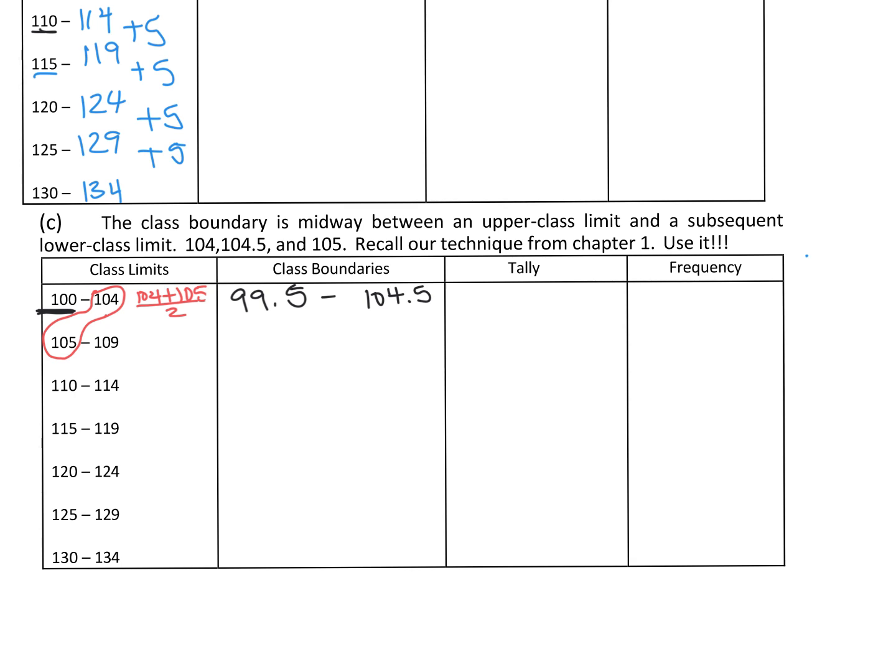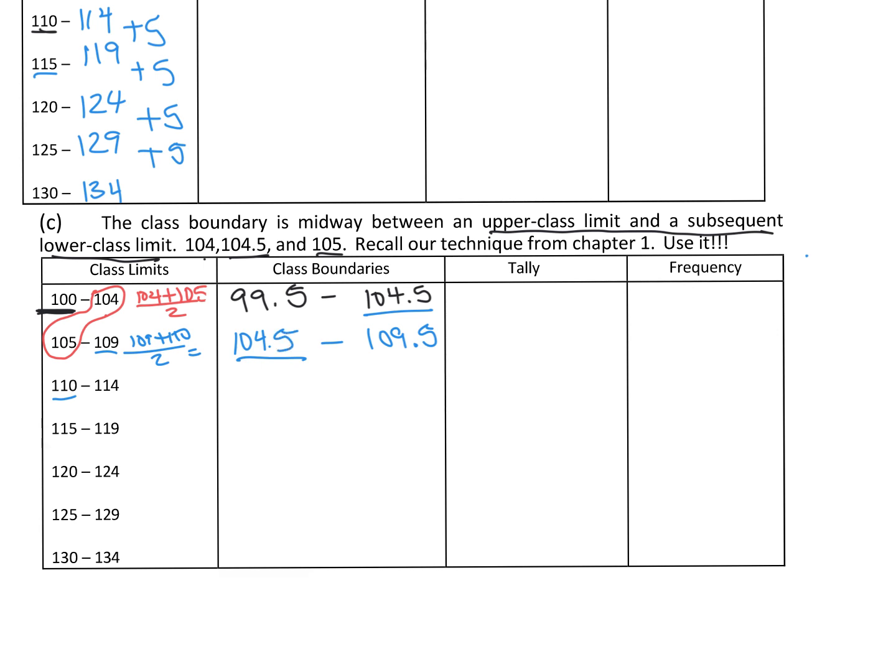So the class boundary is midway between an upper class limit and a subsequent lower class limit. 104, 104.5, and 105. Recall our technique from chapter 1 and use it. Okay, so that's my first one. And then I can do the same thing here. This would be 109 plus 110 divided by 2, which is no surprise, that's 109.5. Now, to get this lower one, I used 104.5.